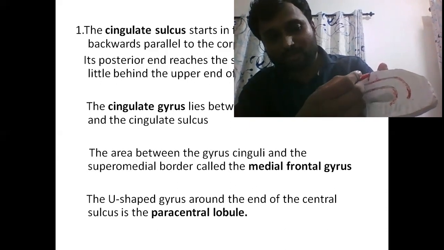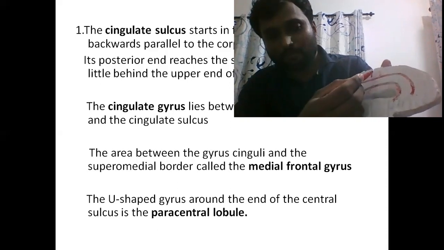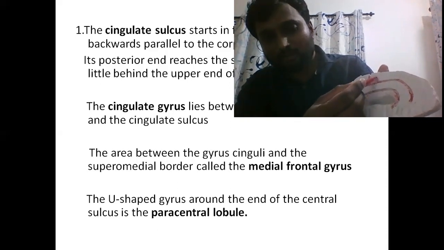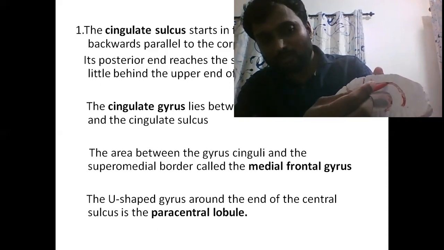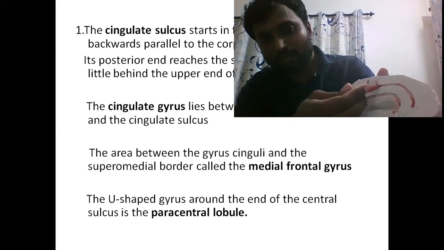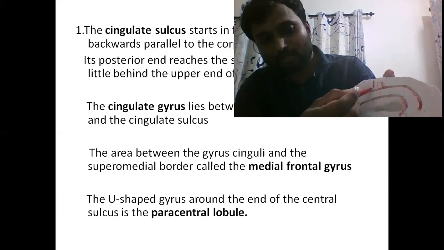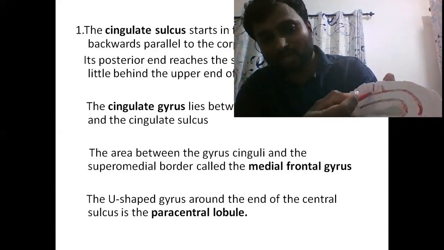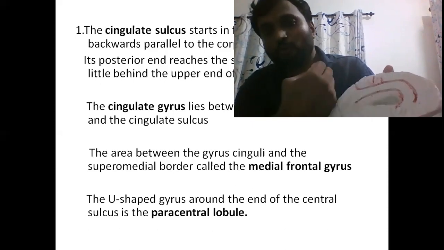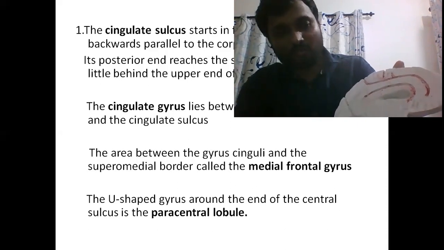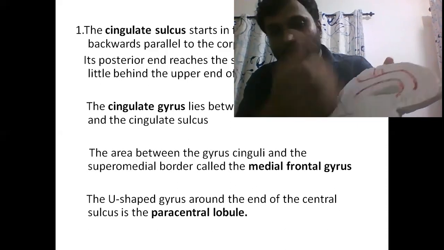Around the central sulcus. See, this is the central sulcus. Okay, so this is the branch of the cingulate sulcus. See, this is the cingulate sulcus. Here I told you it gives a branch here. Now here, this area or this gyrus, it is known as what? Paracentral lobule. So these are some of the sulci and gyri seen in the anterior part.